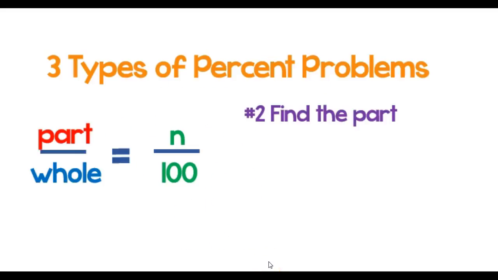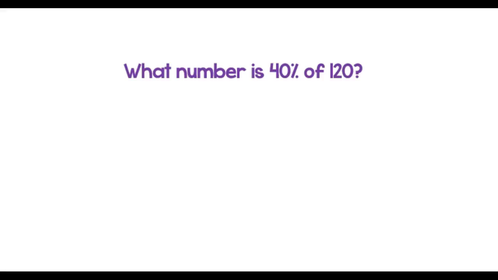In our second type of problem, we're going to find the part. That means we're going to be given the percent and we're going to be given the whole. So let's try an example. What number is 40% of 120? We're going to start here with our percent proportion. So we know we have 2 equivalent ratios. We also know that in our percent ratio, 100 is always the bottom number.